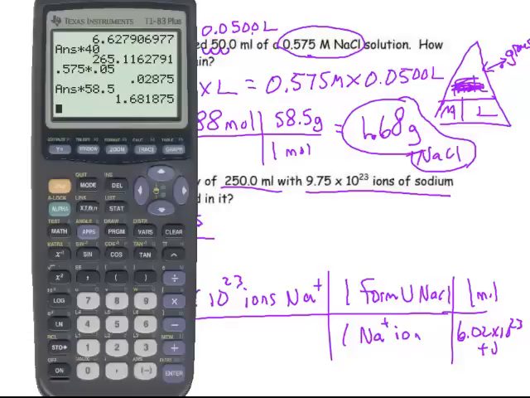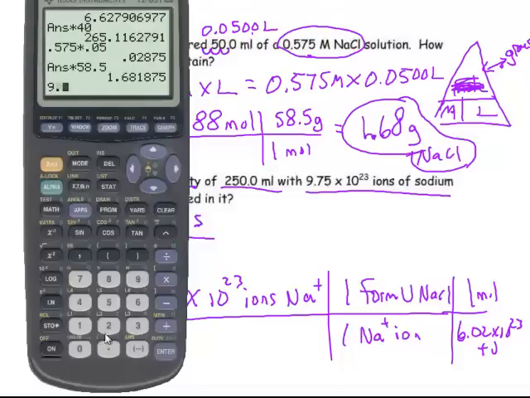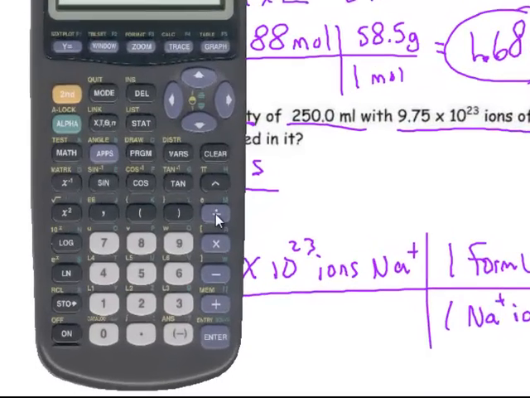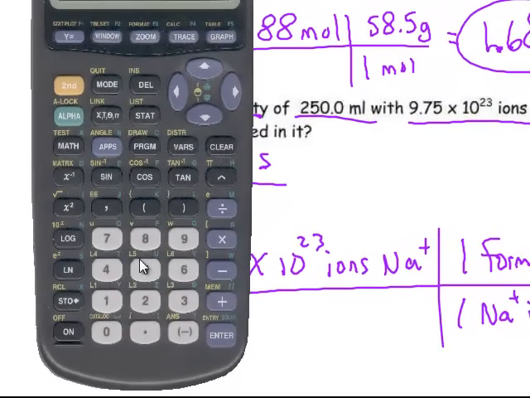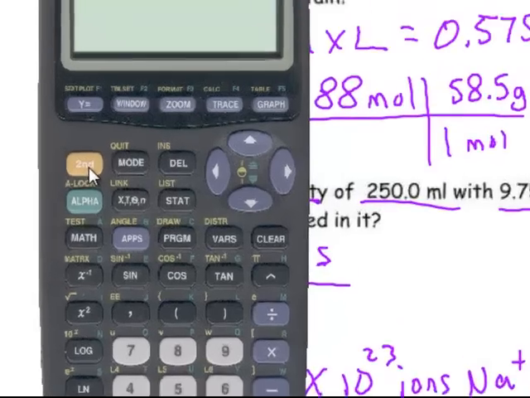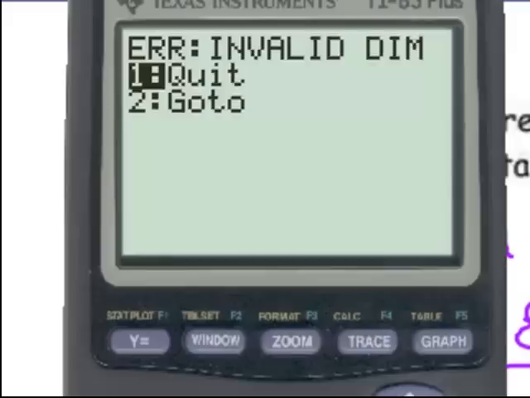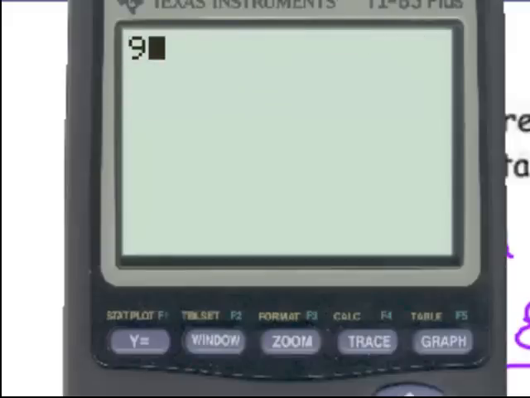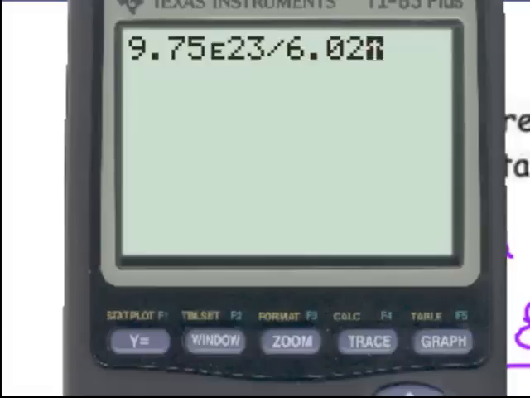So 9.75 times 10 to the 23rd divided by 6.02 times 10 to the 23rd. Oh man, let's try that again. 9.75 times 10 to the 23rd divided by 6.02 times 10 to the 23rd. There's my moles. What is going on?